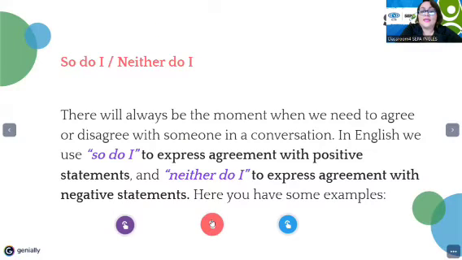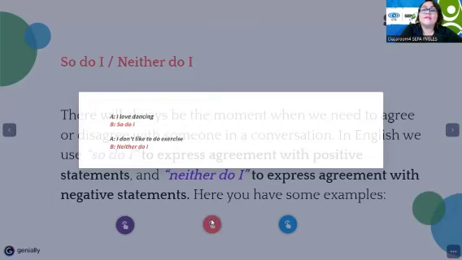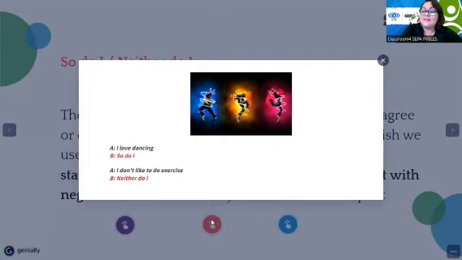Let's click here and see. I love dancing. And I answer, so do I. Because the verb is love, and love is in simple present, and the auxiliary for simple present is do when I'm talking about the person I. I don't like to do exercise. Oh, here we have a negative sentence. Neither do I.